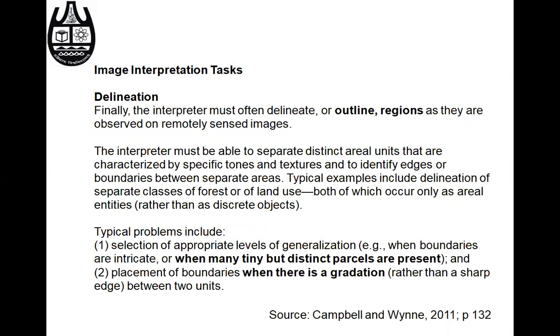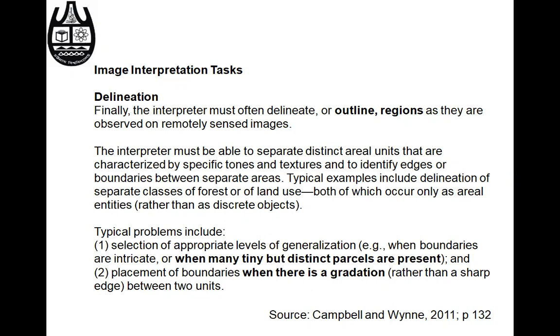Another, the last one of the interpretation tasks, is delineation. What does it mean? Delineation means you need to know the outer limits of your location. That means what is the total area you want to interpret. So you need to know your boundary, and then you can say, well, this is my total area. So delineation allows you to see the total capacity of your image.